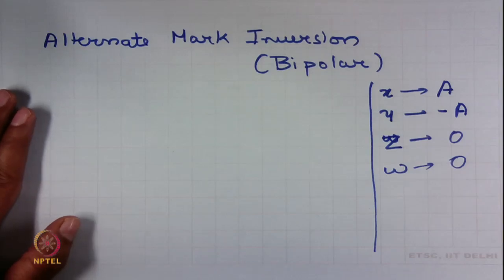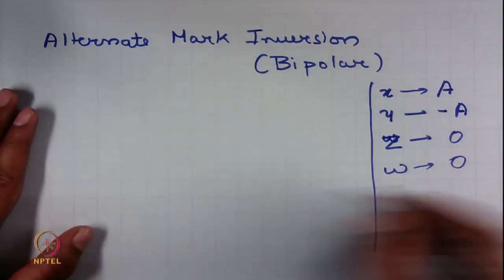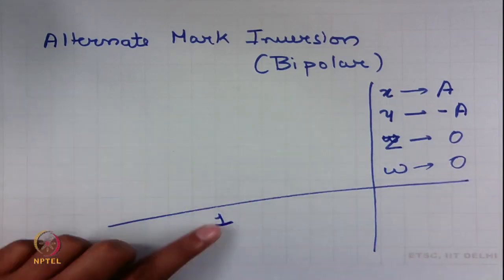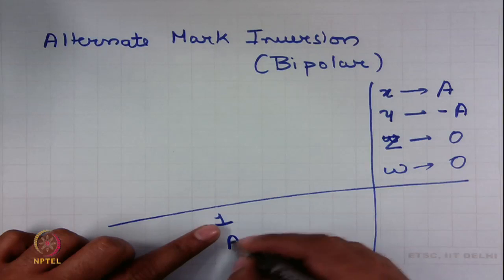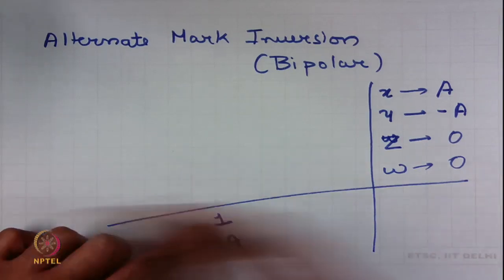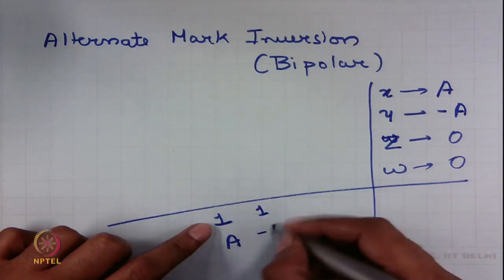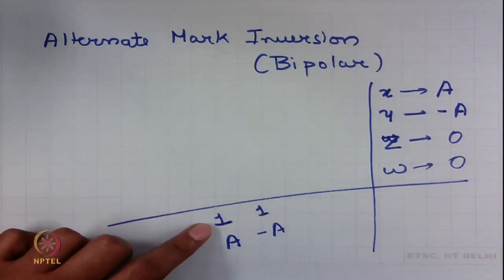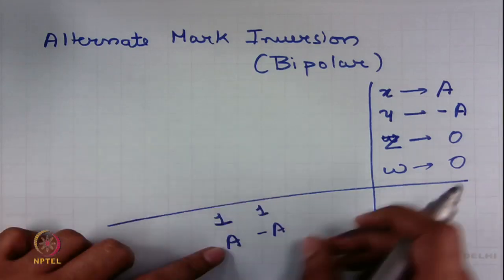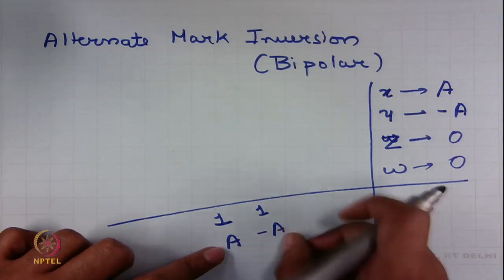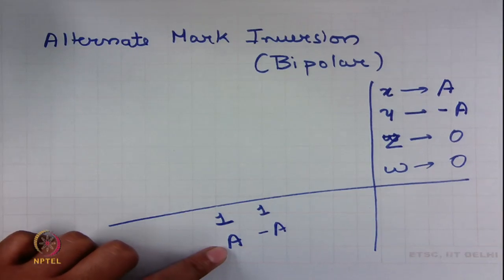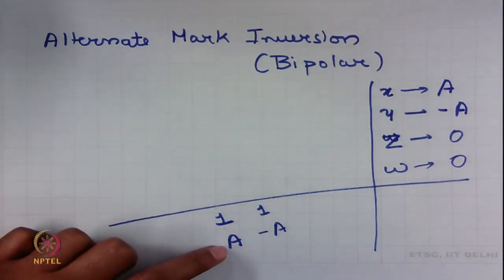So, remember in the case of bipolar signaling mechanism, the main idea was that if you have received 1 and if you have chosen the voltage level of A to represent 1, if you get 1 again, then the voltage level that you have to choose should be negative of what you have chosen before. So, you can now not choose A, but you can only choose minus A, and that is the main difference between alternate mark inversion and unipolar signaling scheme.